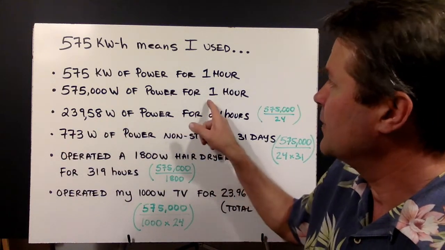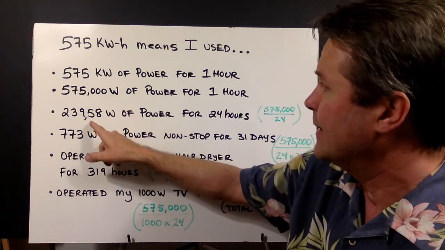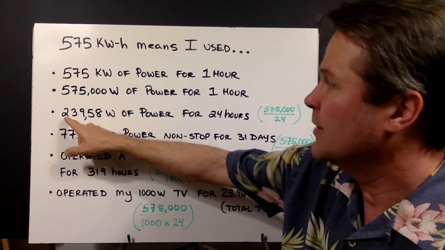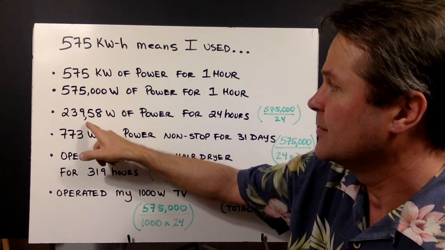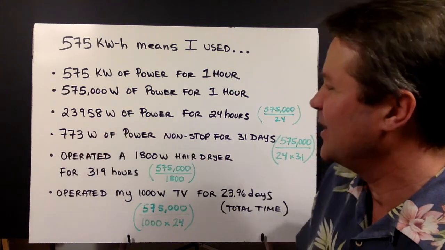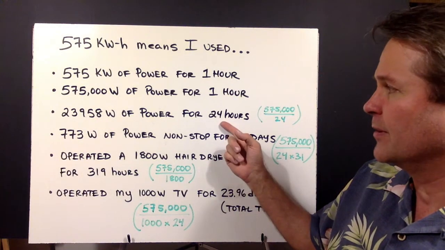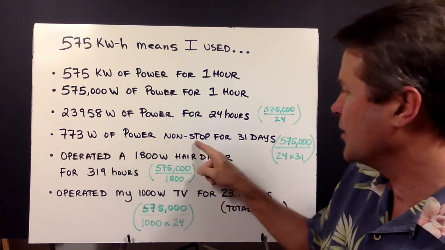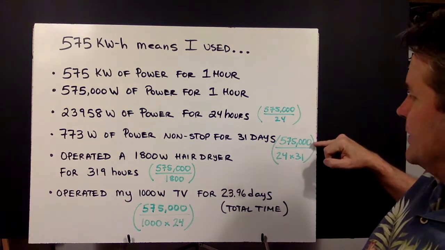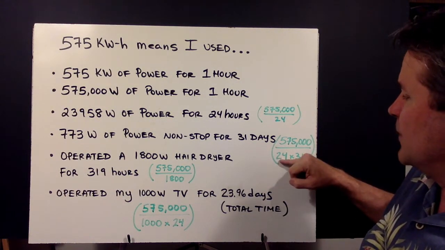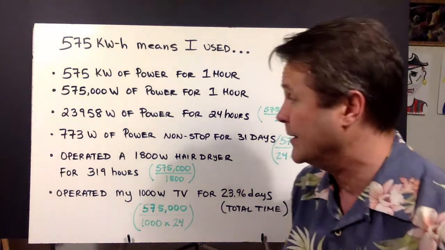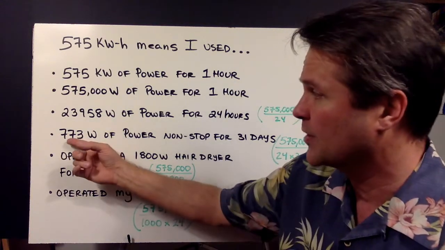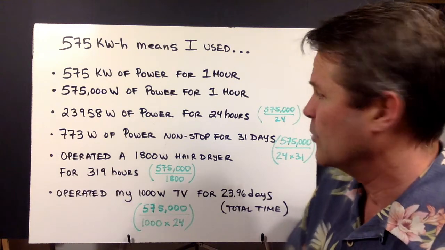So what I did is I took this number and I divided it by 24. So what does that mean? 23,958 watts of power for a 24-hour period, or 773 watts of power nonstop for 31 days. So I took the total usage, divided it by 24, and then divided it by 31 days. So if I used the power nonstop altogether, it works out on average to 773 watts of power nonstop.